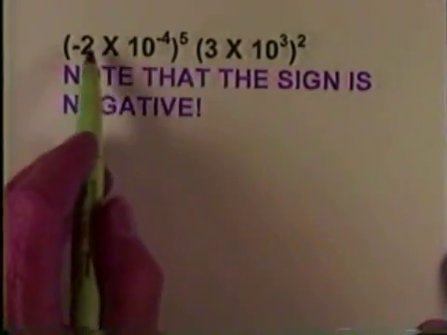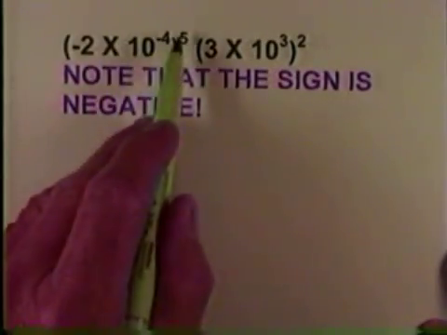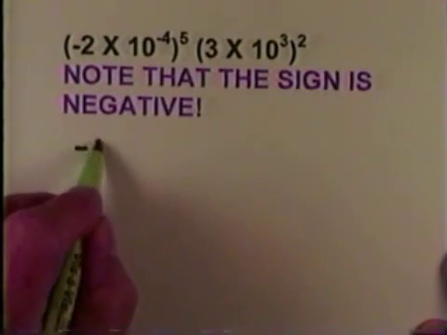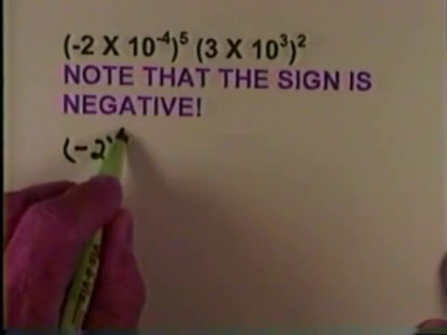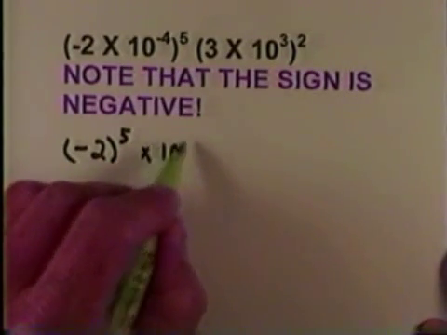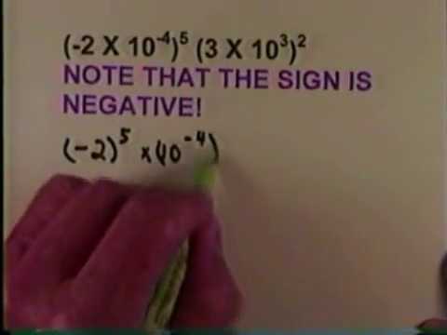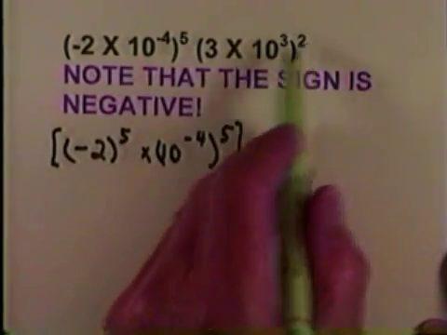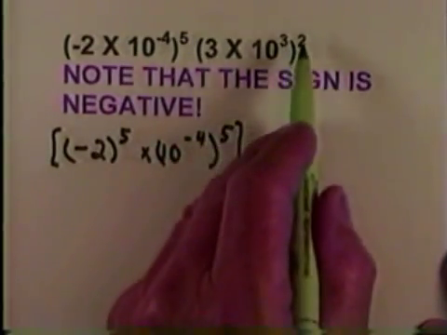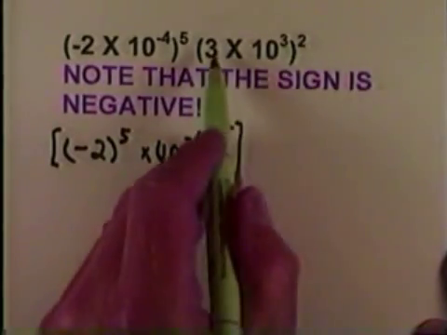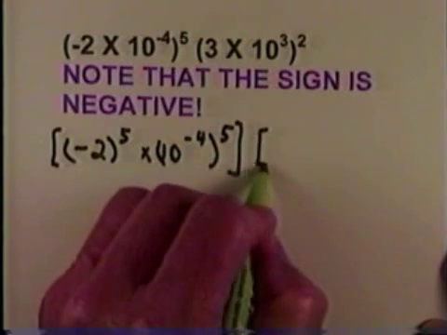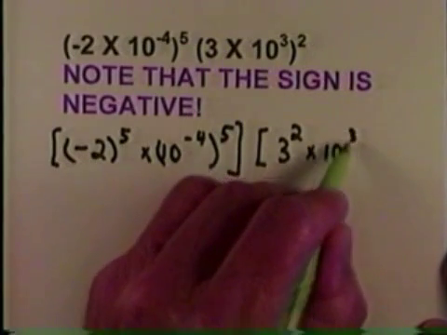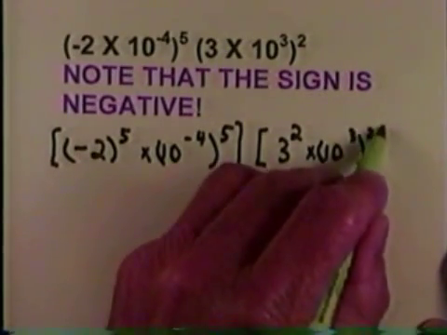But working the problem, here we have a product raised to a power. So I can apply the 5 to each of my factors. So it would be a negative 2 to the 5th times 10 to the negative 4 to the 5th. And here, again, I have a product raised to a power, so I apply the exponent to each of the factors. So it would be 3 squared times 10 cubed squared.